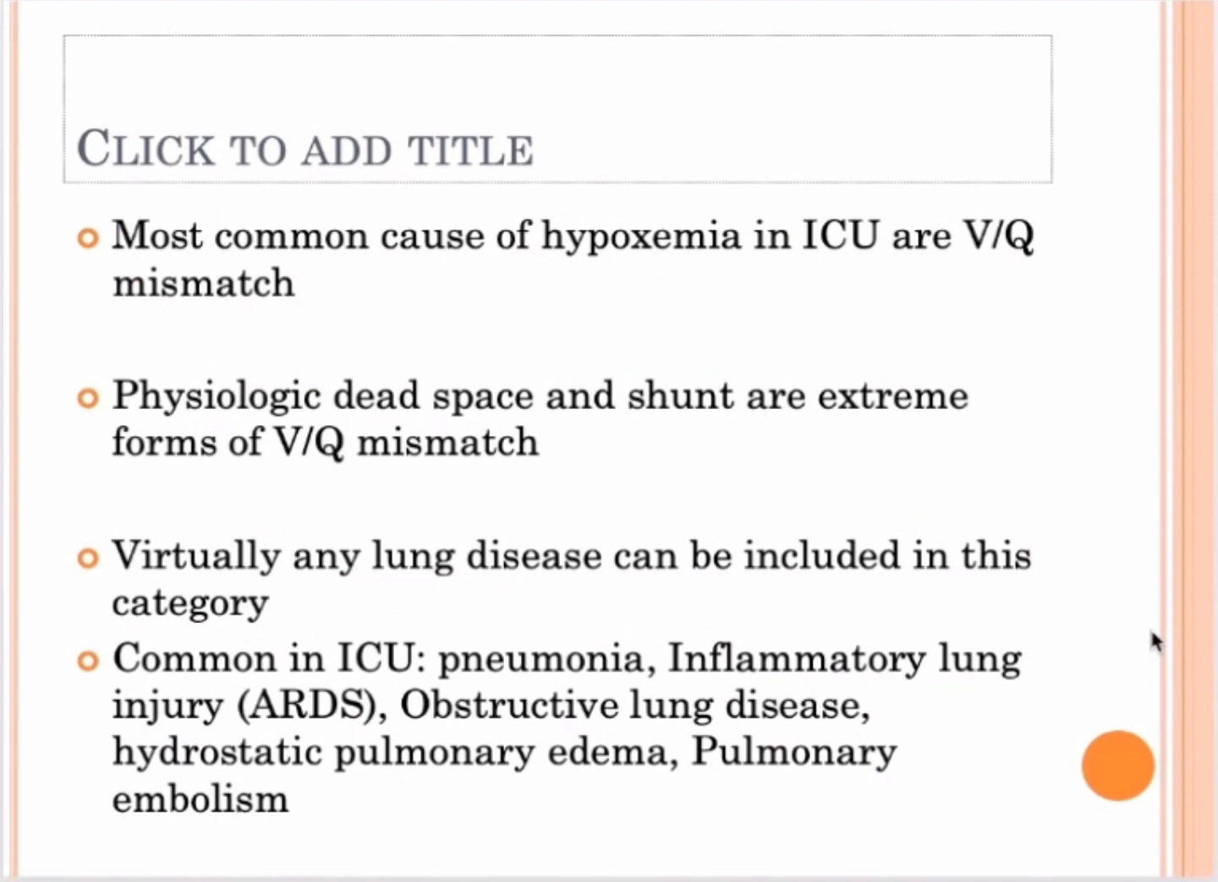So to conclude, the most common cause of hypoxemia in the ICU is VQ mismatch. Physiological dead space and shunt are extreme forms of VQ mismatch. On one side there is dead space ventilation, like in pulmonary embolism, and on the other side is shunt, which occurs in multiple lung diseases like pneumonia, ARDS, collapse, and consolidation. Virtually any lung disease can be included in this category. Common in the ICU are pneumonia, inflammatory lung disease like ARDS, obstructive lung disease, hydrostatic pulmonary edema, and pulmonary embolism.